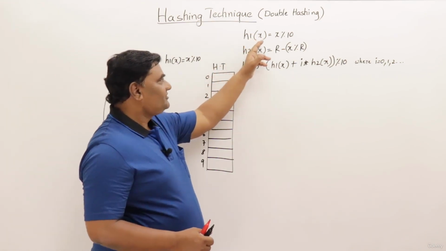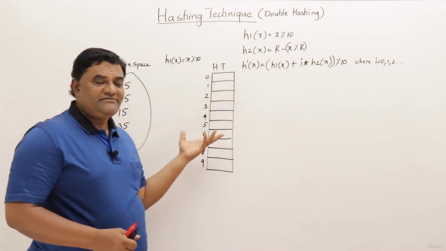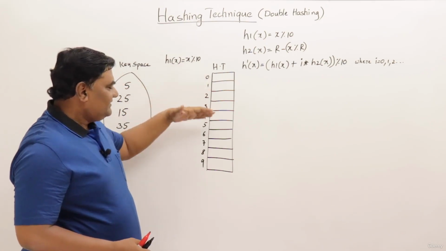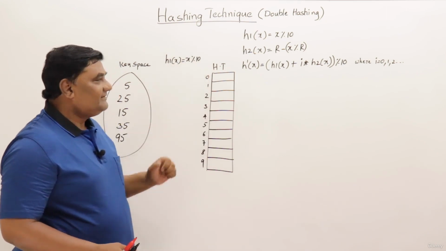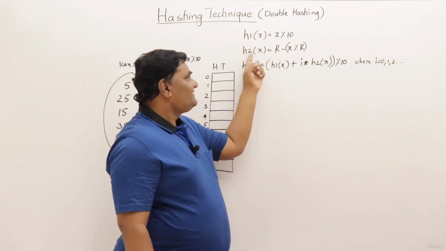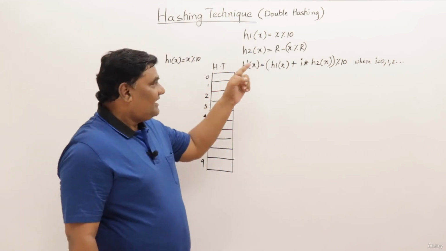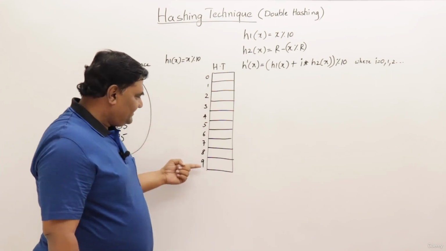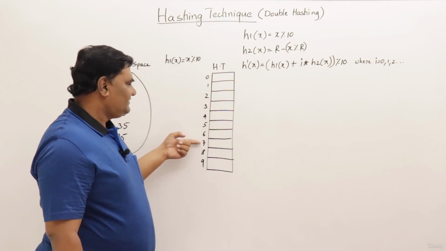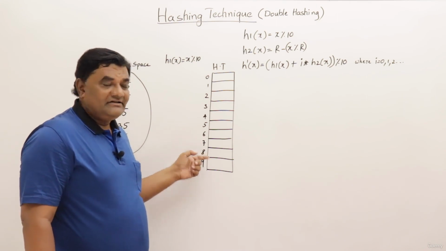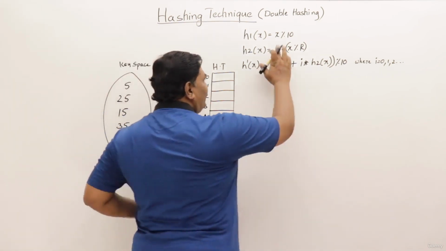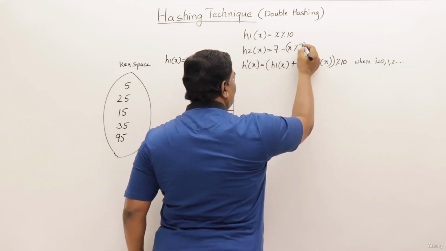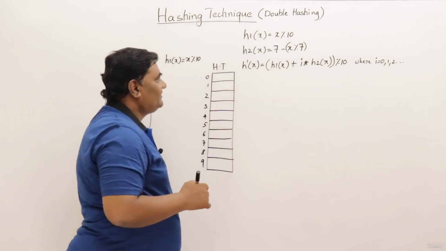See, this is the first hash function, x mod 10. That is a regular hash function that we have used in various examples. So h1 is x mod 10 because the size of the hash table is 10. Then this is the second hash function. That r is a prime number that is smaller than the size of the hash table. So the size of the hash table is 10, and less than 10, what is the nearest prime number? That is 7. So r should be 7. I will modify it. So I have modified it to 7.